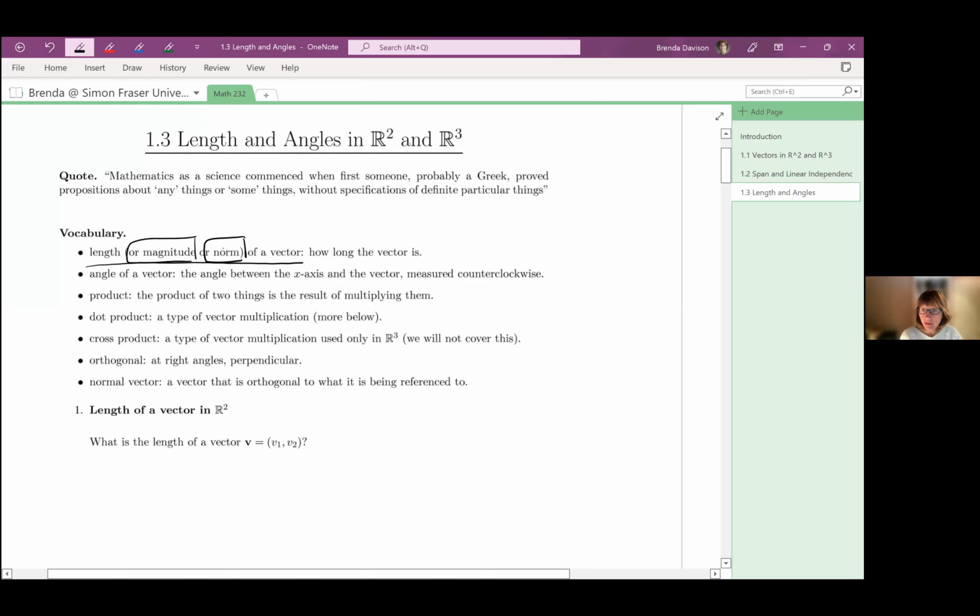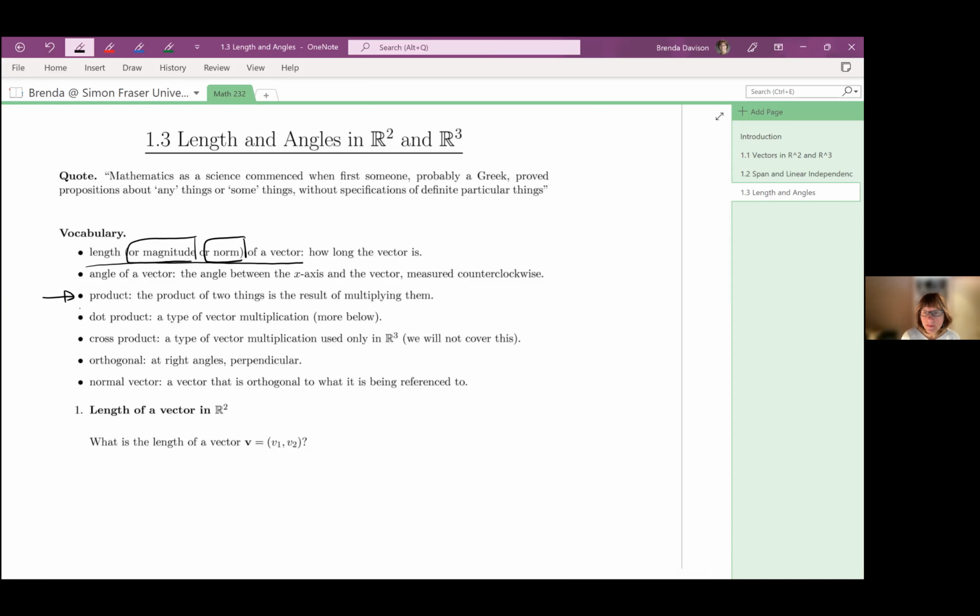And then we have an angle of a vector, and that is the angle between the x-axis and the vector measured counterclockwise. Product. The word product means to multiply. So the product of 2 and 3 is 6. That means to multiply two things together.